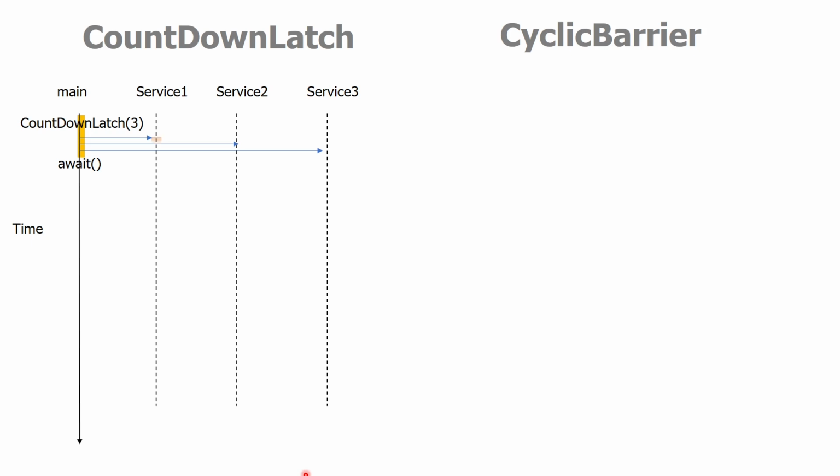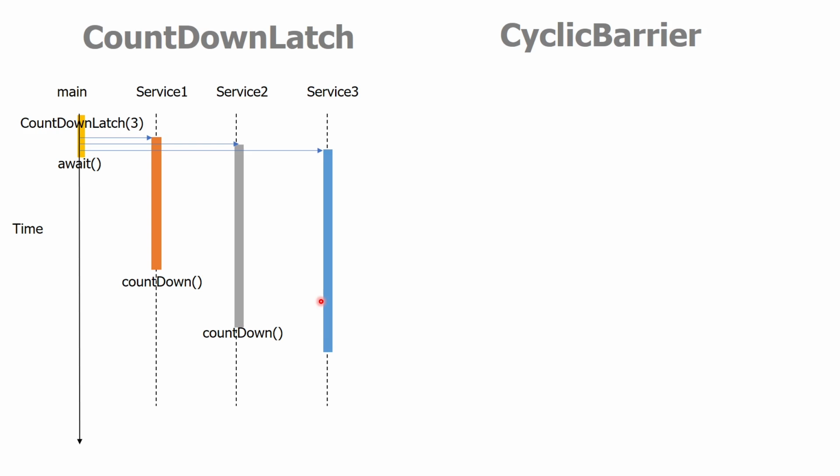So on the left hand side you see in the CountDownLatch there is one thread which waits for 3 other threads to complete. Here the main thread is calling the await method, and it waits for all the 3 services to complete their operation. When the first thread completes its operation, it calls countDown, the second thread calls countDown, and when the third thread calls countDown, only then the main thread continues. So the main thread is waiting for all these 3 services to complete their action. And this CountDownLatch is not reusable, you can only use it once.